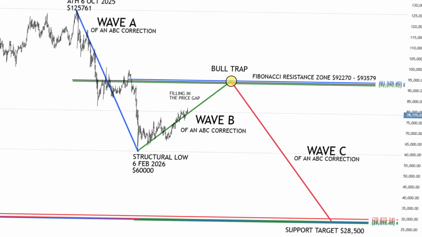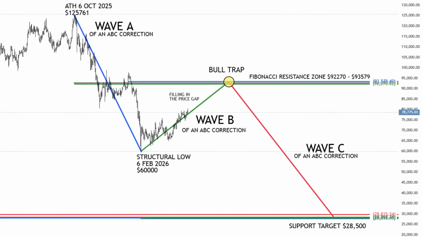The ABC correction is not just a technical pattern, it needs a catalyst to complete it. Wave A had one. Wave B is being fueled by relief and hope. Wave C needs something bigger, a genuine liquidity event that removes the bid from the market entirely. The technical structure is already mapped. The macro environment is already building. All that is needed now is the trigger.